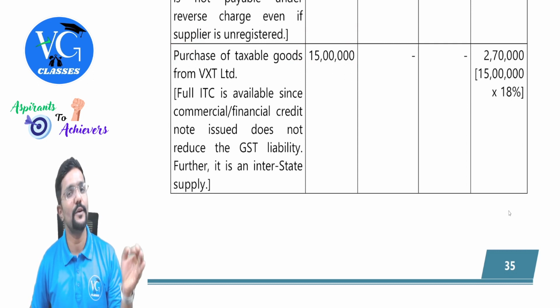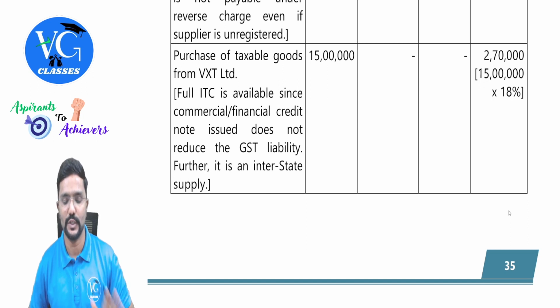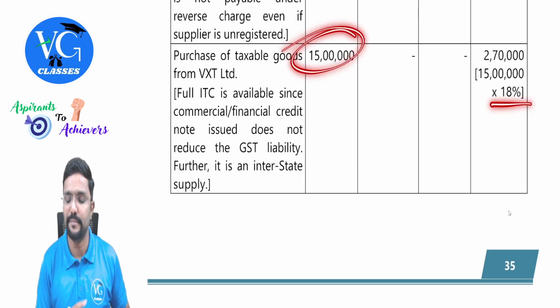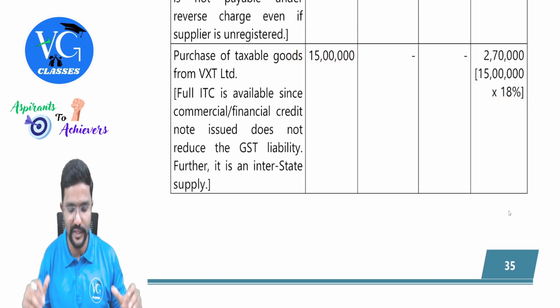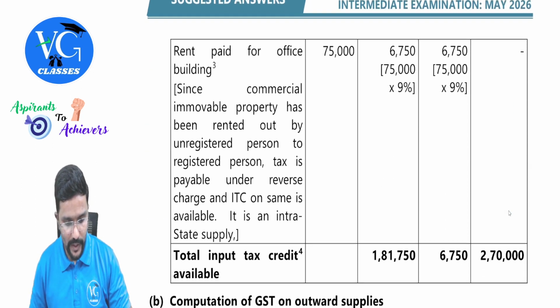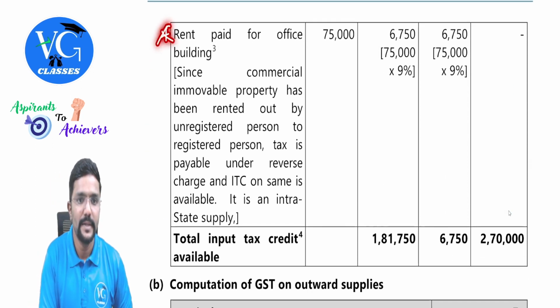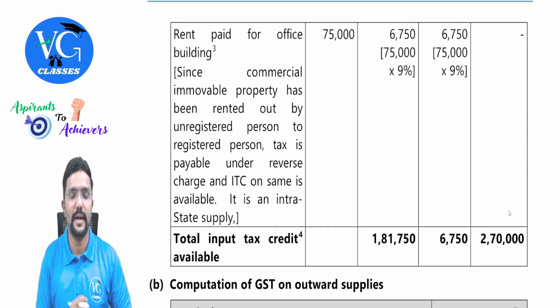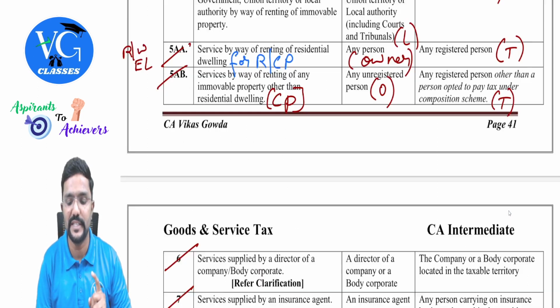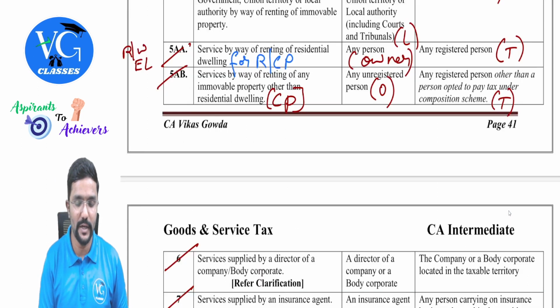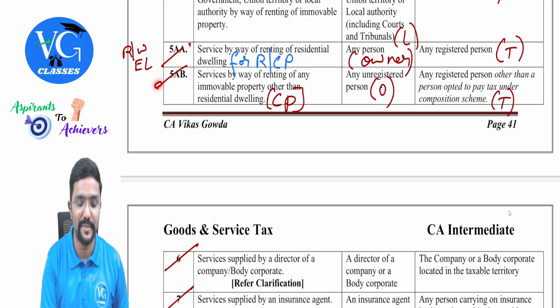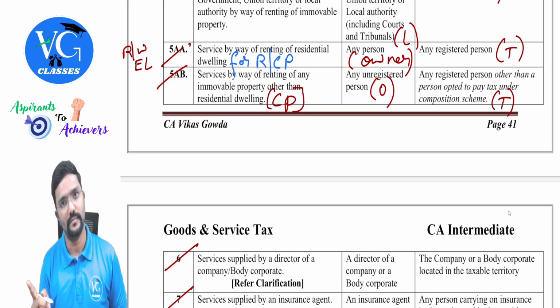So the supplier is liable to pay tax on 15 lakh. So can the recipient claim full credit? Yes. So on 15 lakh, 18% IGST. Claim it fully. Okay. Then this one, the RCM part. Rent paid for office building. Please be careful. This is as per which entry? Anyway, RCM is applicable, but not as per entry 6. It is as per entry 5AB.